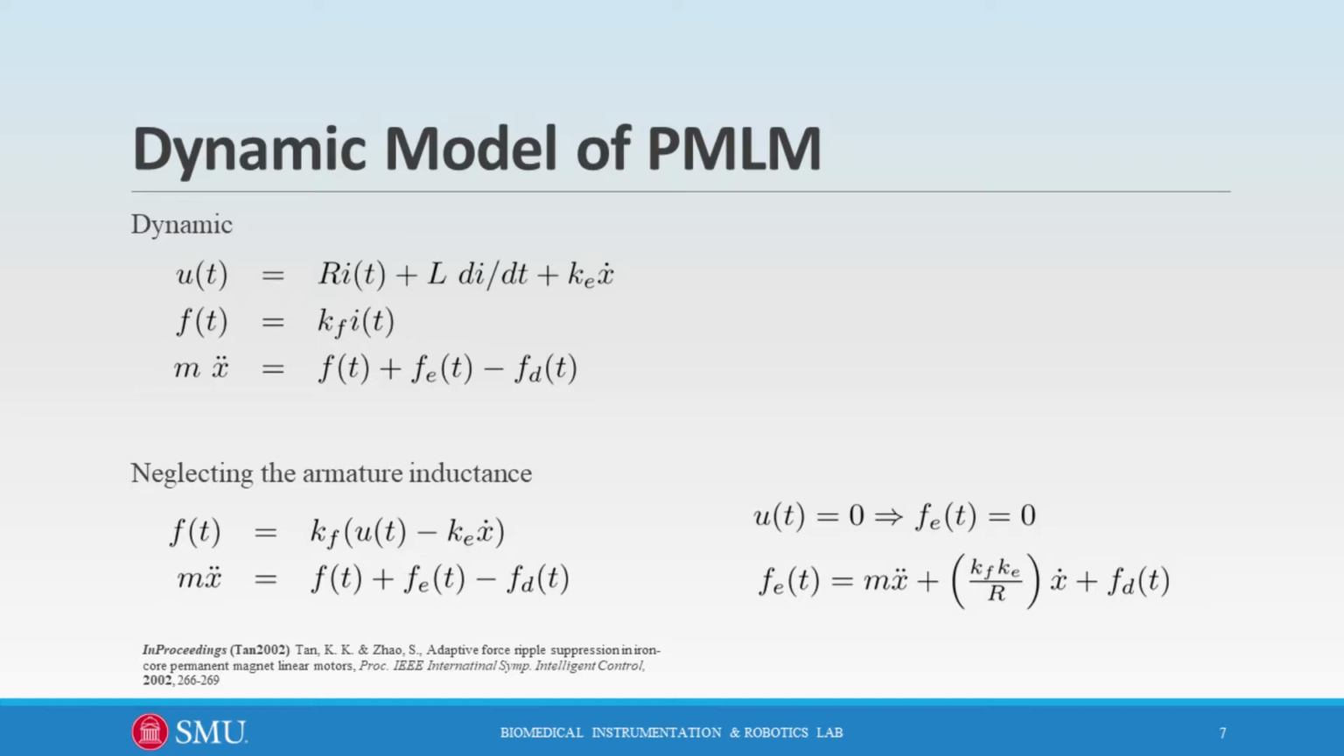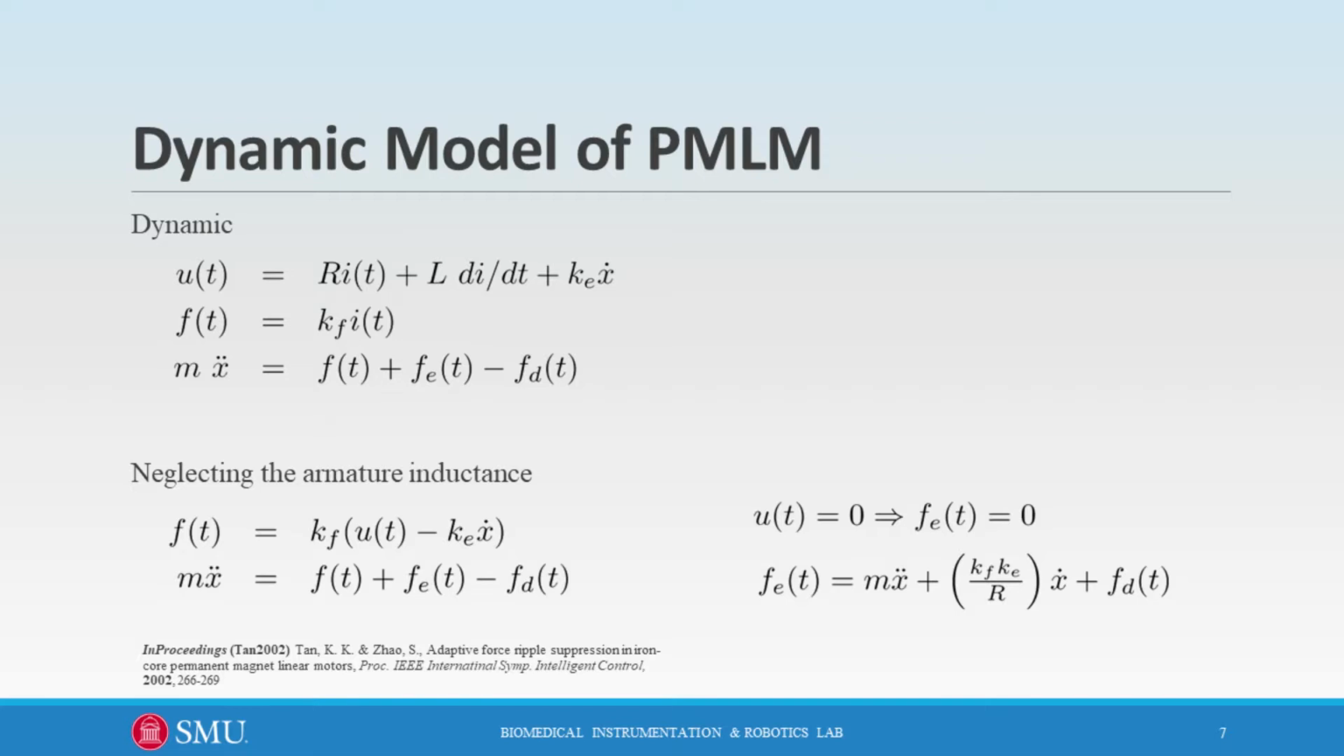So here, U is the voltage of a PMLM terminal, which is equal to R, the resistance of the coil in the PMLM, times I of t, the current as a function of time, plus L, the self-inductance of the coil in the PMLM, times dI over dt, which is the rate of change of the current, plus K_E, which is a coefficient, times x dot. And this K_E is called the back electromotive force coefficient.